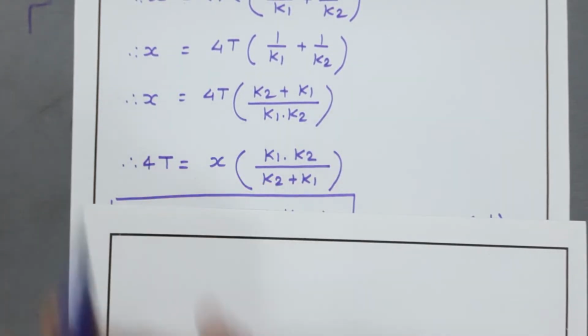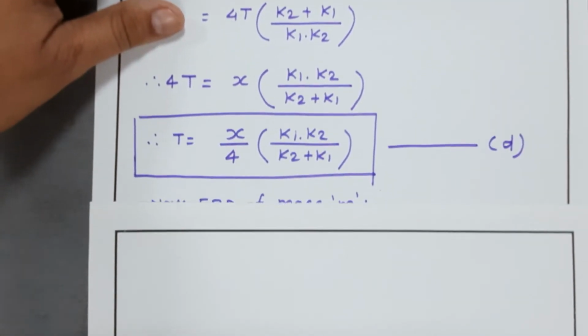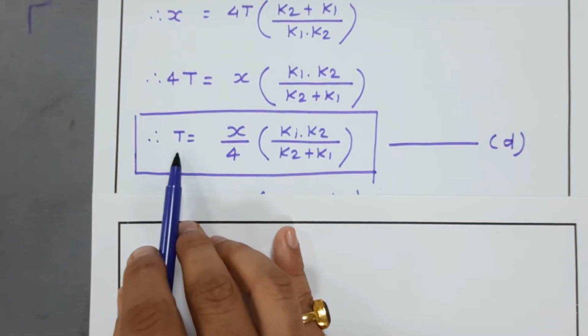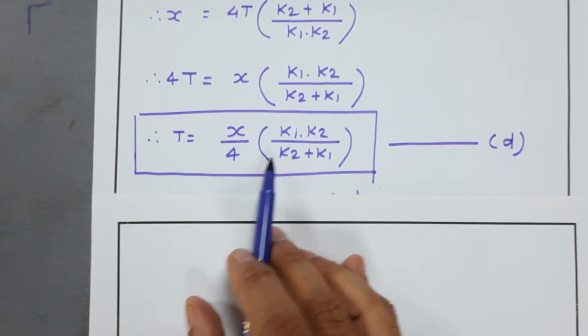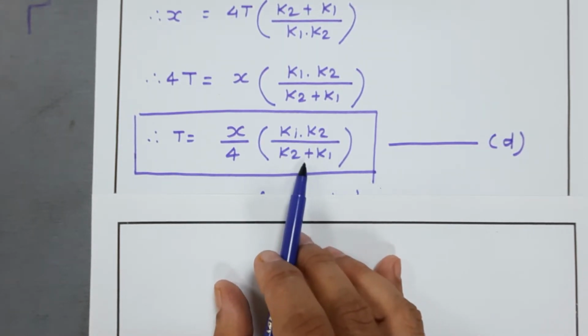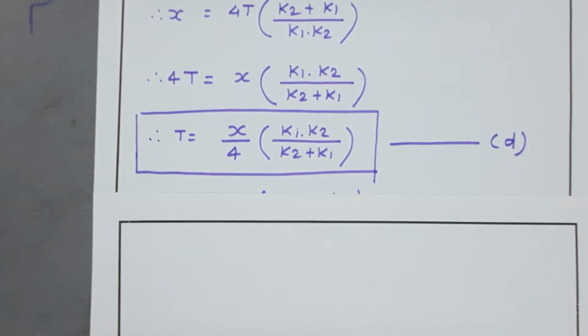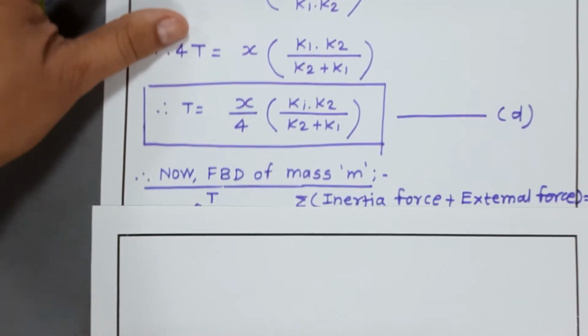So this is a simple arrangement and rearrangement of the terms. From this we have t, the tension equation: t is equal to x upon 4 into bracket k1 into k2 divided by k2 plus k1. This is equation number D. So this is the tension equation.